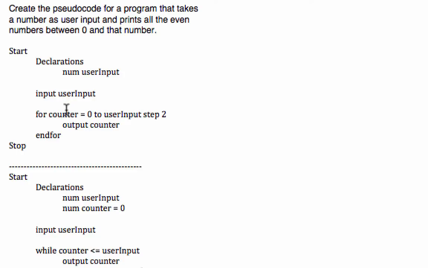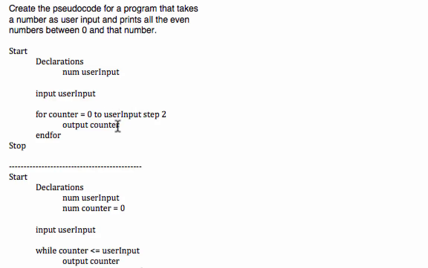So to begin, counter is 0. 0 is going up to user input. We're going to output 0, and then we're going to add 2 to counter, so counter is now 2. We don't have a number that we set for user input. Let's use 3 like we used in the last example. 2 is still less than 3.